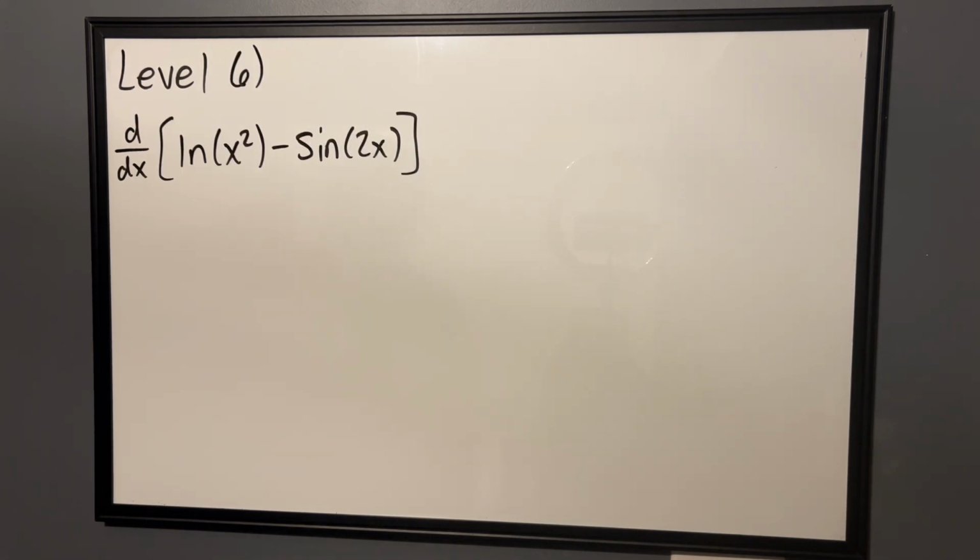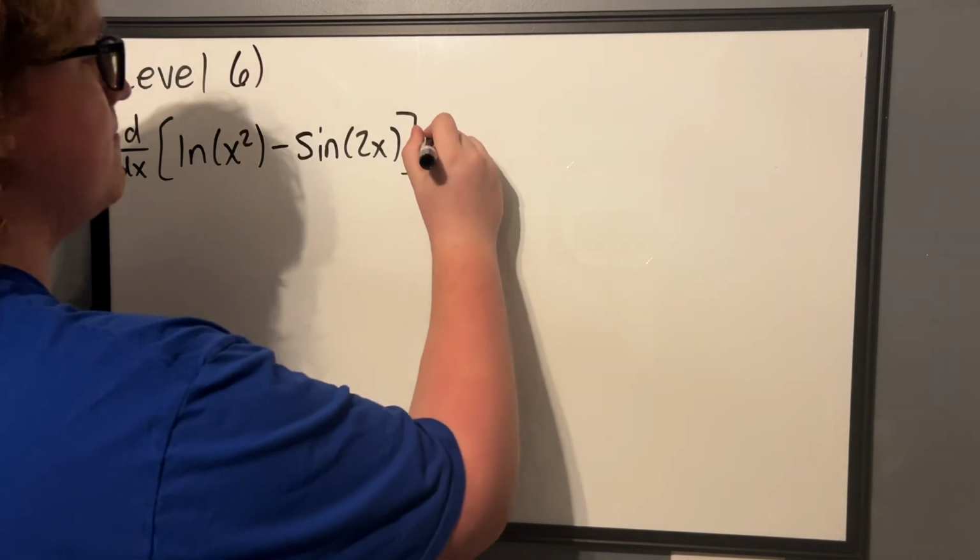Okay, so here we have level 6. This one is the derivative of the natural log of x squared minus sine of 2x. Now again, this is another application of the chain rule. I'm not going to write it again, but this is another chain rule. So we're just going to take it piece by piece.